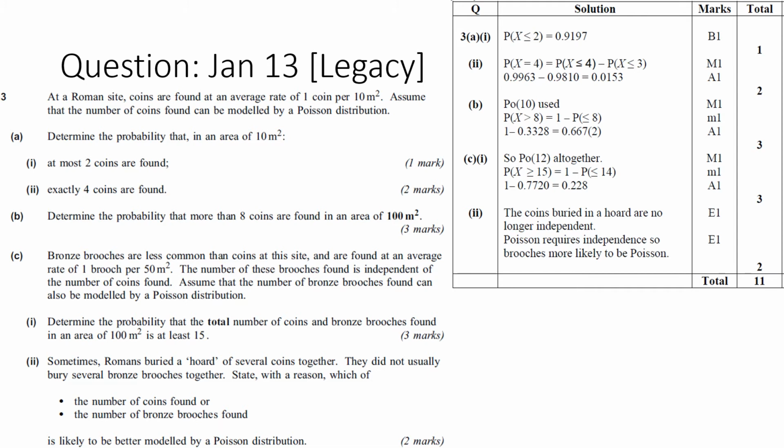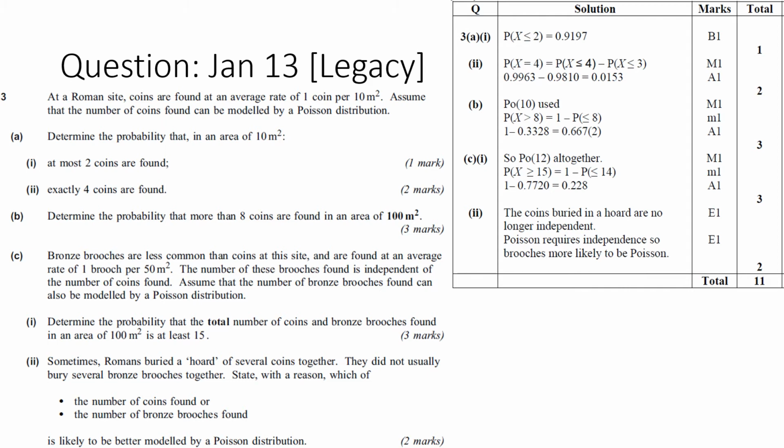Brooches. Now, brooches are 1 per 50. And because brooches are 1 per 50, they will be 2 per 100. Because part 1, it's referring to total. So we're going to add these two together. But it's talking about total per 100. So we know there's 10 coins on average per 100. And there are 2 brooches per 100. So that's a total of 12. We're expecting 12 coins slash brooches in 100.